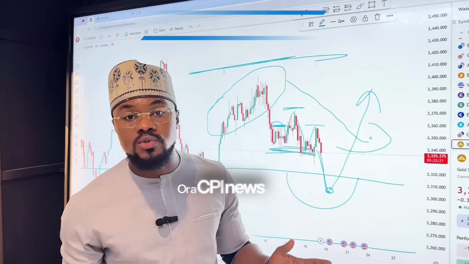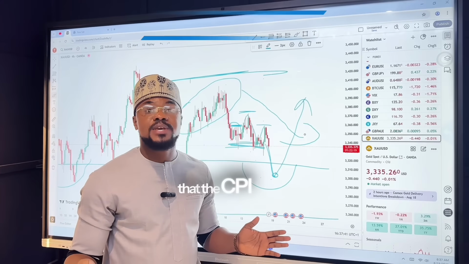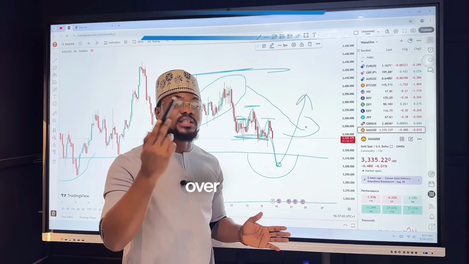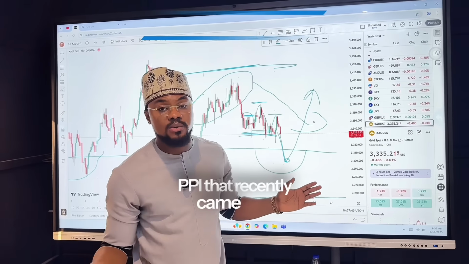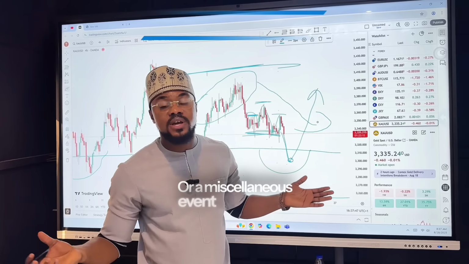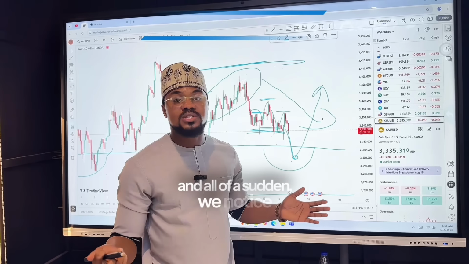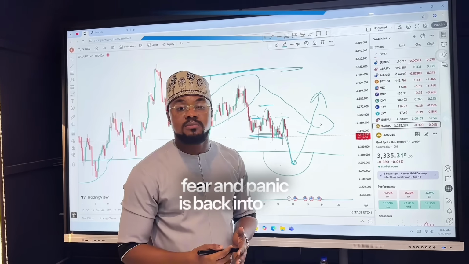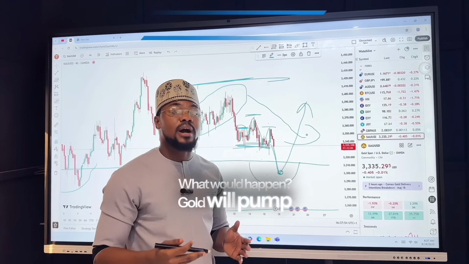Or a CPI news came out and we noticed that the CPI data is actually going over the roof, just like the PPI that recently came out. Or a miscellaneous event comes out and all of a sudden we notice fear and panic is back in the market. What would happen? Gold will pump aggressively.